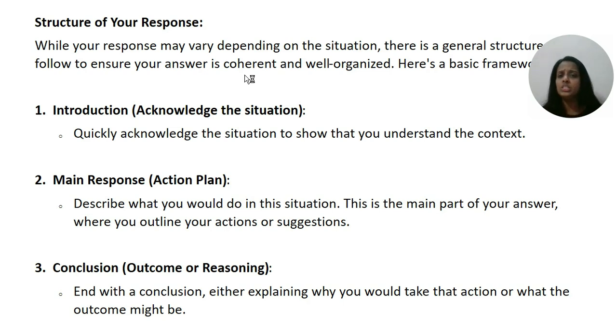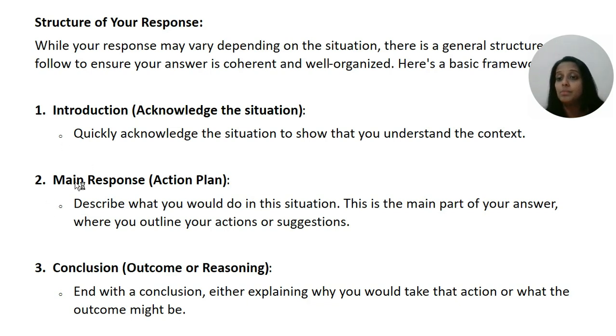While your response may vary depending on the situation, there is a general structure that you can follow to ensure your answer is coherent and well organized. So I'm just going to tell you about a basic framework, right? So always start out with the introduction. Acknowledge the situation. Quickly acknowledge the situation to show that you understand the context.